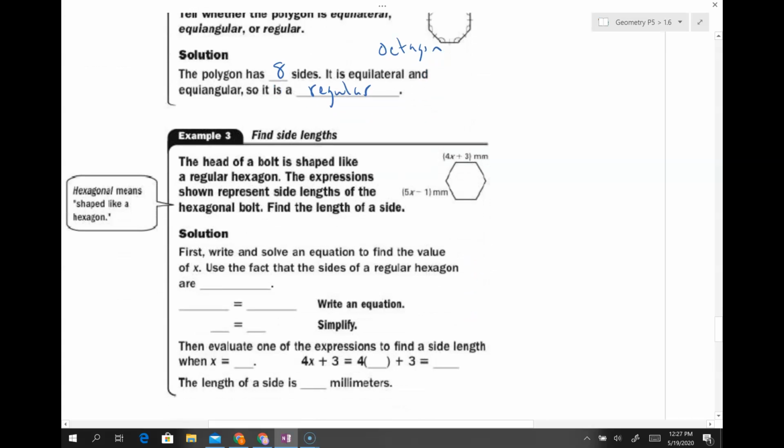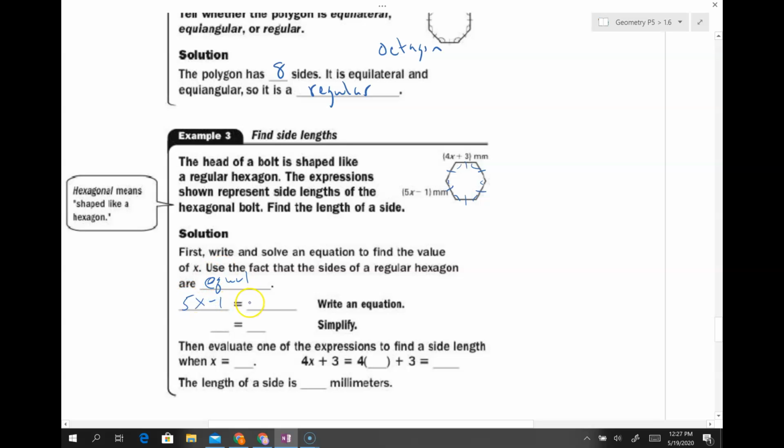An example here, we'll get into a little bit of math with these. The head of a bolt is shaped like a regular hexagon. Regular means, again, all the sides are equal. Boom, boom, boom, boom, boom, boom. And the angles. Find the lengths of the side. First, write an equation. Use the fact the sides of a regular hexagon are equal.